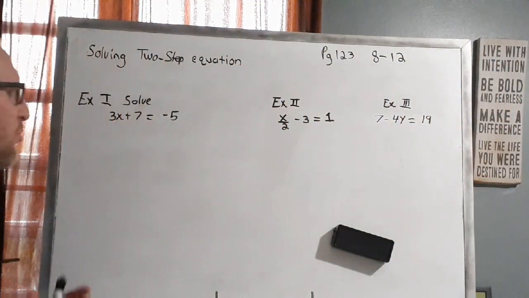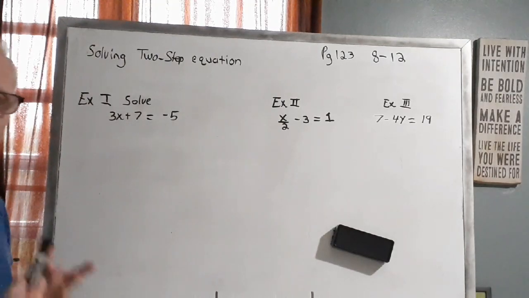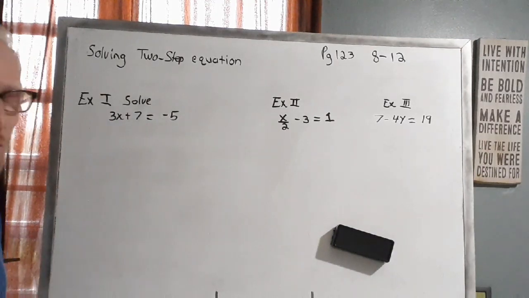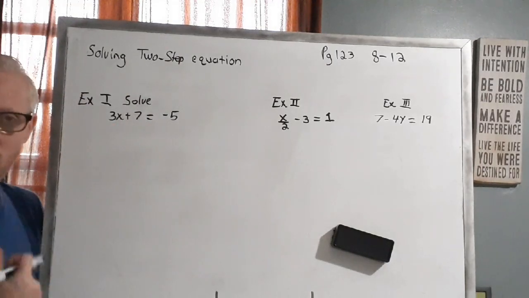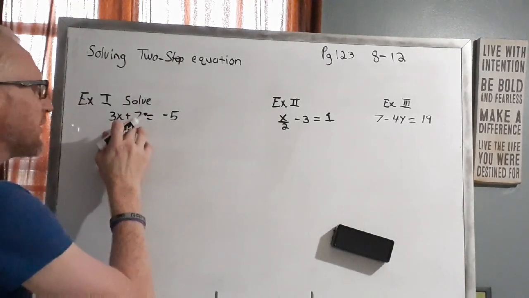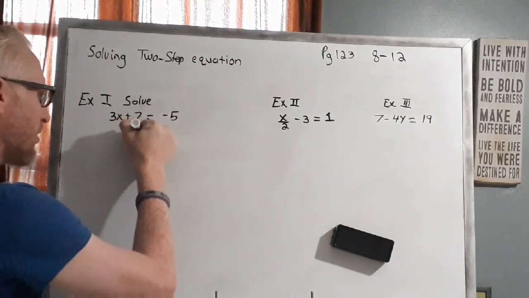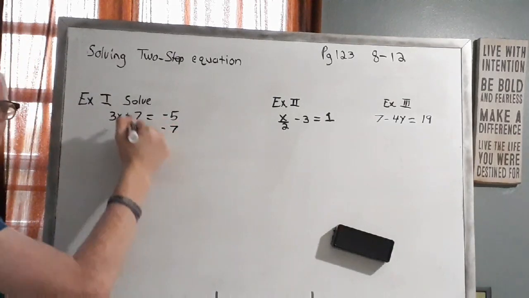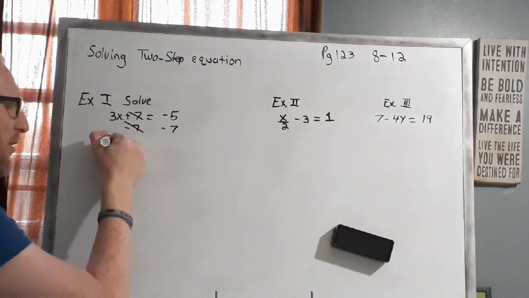The first example says 3x plus 7 equals negative 5. So I want to find the value of x, but I have a 7 here and I have a negative 5 here. So what is my first step? Well, my first step is going to be to get rid of this 7. And how do I do that? Well, if there's a plus sign here, I'm going to do the opposite of adding, which is subtracting. So I'm going to subtract 7, and I'm also going to subtract 7 here. This is going to cause the positive 7 and the negative 7 to cancel out, bringing down the 3x.